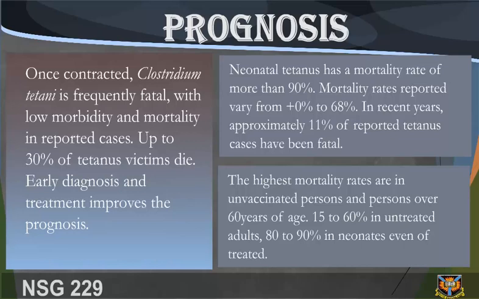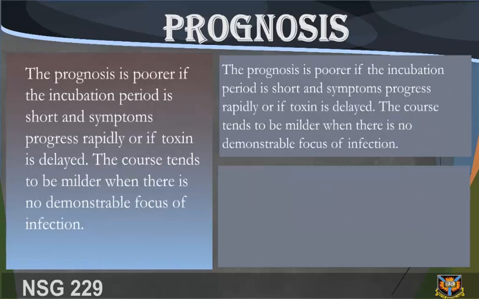The highest mortality rates are in unvaccinated persons and persons over 60 years of age, 15 to 60% in untreated adults, 80 to 90% in neonates, even if treated. The prognosis is poorer if the incubation period is short and symptoms progress rapidly, or if treatment is delayed. The course tends to be milder when there is no demonstrable focus of infection.